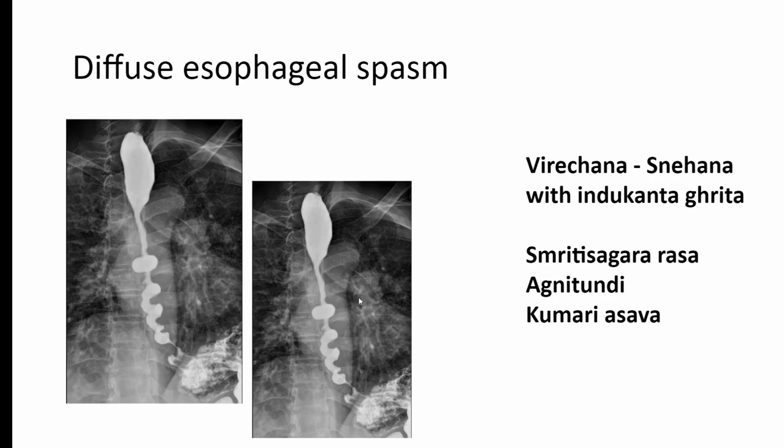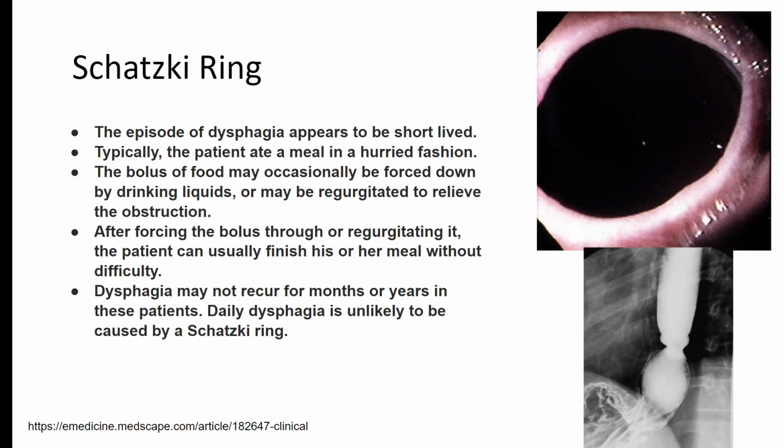And my prescription in these conditions would be Smritisagar because of the known psychological factors. Agnitundi and Kumari also, considering this as a variety of Agnimandya. Or Viretana with the Snehana of Bindukantagrata is another treatment which I have tried in a few cases. Of course, the number of cases which we have treated is relatively small, not so common as the other esophageal disorders, but this is one of the conditions where we can treat. And another treatment which I have tried in these conditions is Udavartahara Basti. It could be considered as one variety of Udavarta, and it also has given some results.